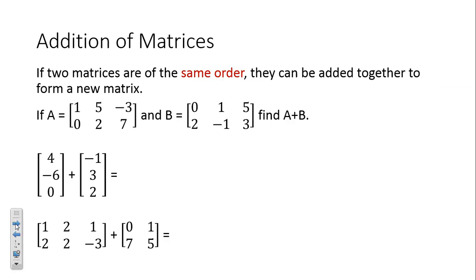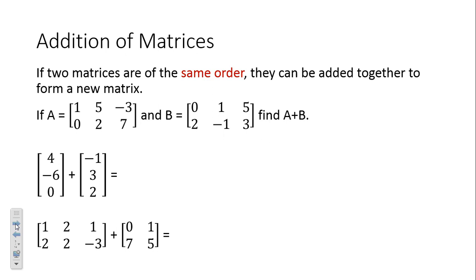Addition of matrices. If two matrices are of the same order, remind me, what was order? Four by three, 3 by 4, the row by column, right? If they're of the same order, they have the same number of rows and columns, and we always write the rows first, then they can be added together to form a new matrix.